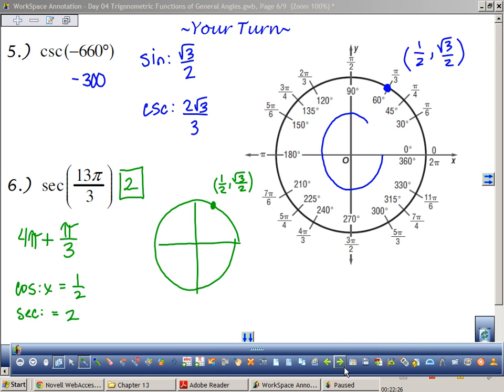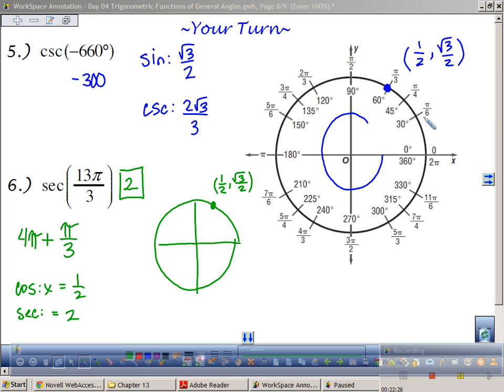No, it just happens to be where it's landing. If it landed on pi over 6, it would be the reverse. If it were to land on pi over 6, these numbers would be switched. So if it asked for the secant at pi over 6, that would be 2 root 3 over 3, because the numbers are switched. That doesn't have anything to do with it. It just happens to be a coincidence that it keeps landing there. But your homework won't be like that.